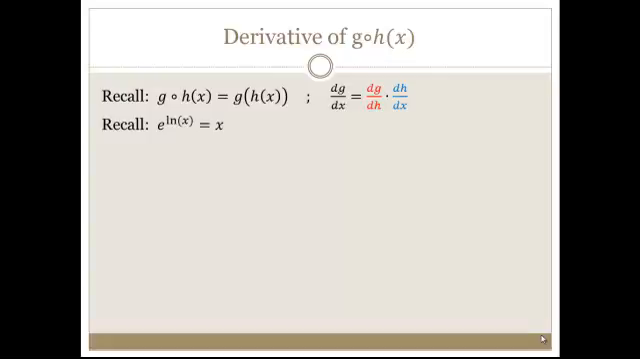We will also use the fact that e to the ln of x equals x and compute the derivative of each side. The right-hand side is rather easy. The derivative of x with respect to x is just 1.